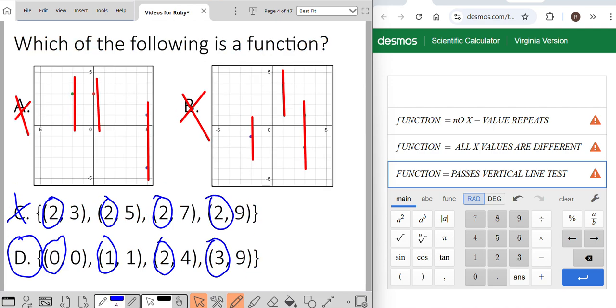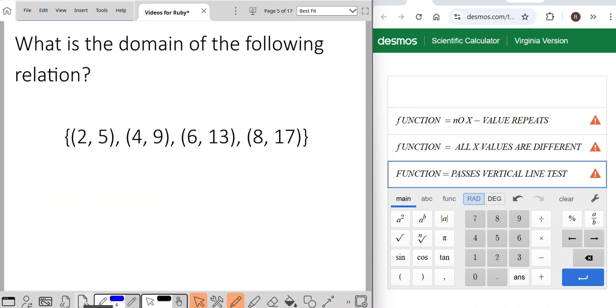All right, so make sure you understand all the rules. To be a function, no x value repeats. Or you can think of it as all the x values are different. And remember, if it's from a graph, it has to pass the vertical line test where it only touches one point at a time.